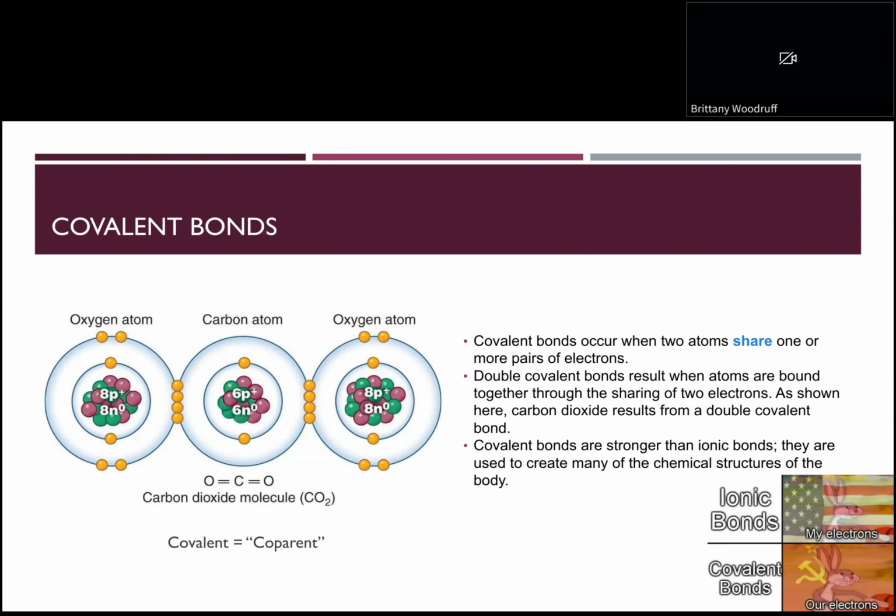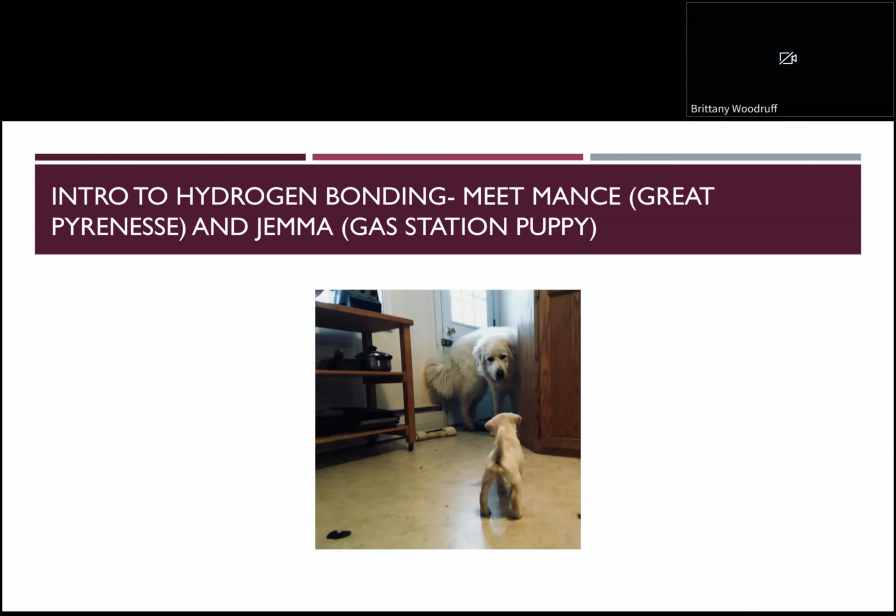The last thing we're going to talk about are hydrogen bonds. In order to get there, this was a gas station puppy that I got in grad school. Little Miss Gemma. This was my roommate's dog, Mance. He was a Great Pyrenees. Gemma was about 4 pounds when I got her, and Mance was clearly huge. Gemma's unfortunately since passed, but they used to play tug of war quite a bit.